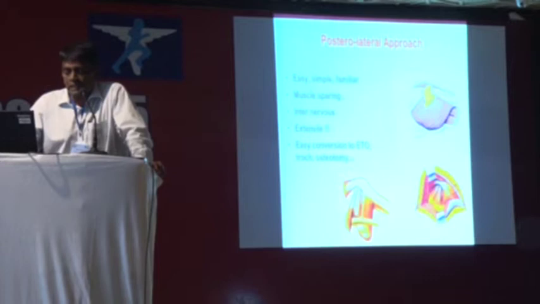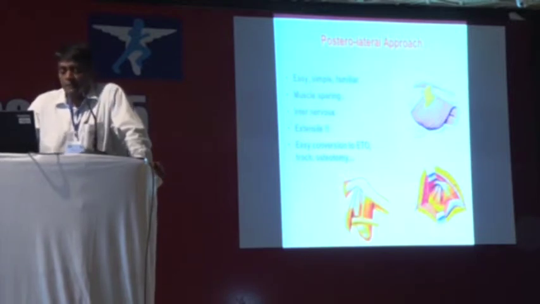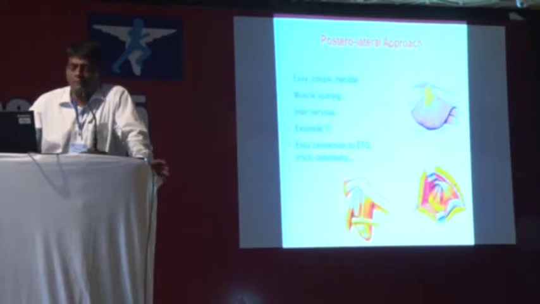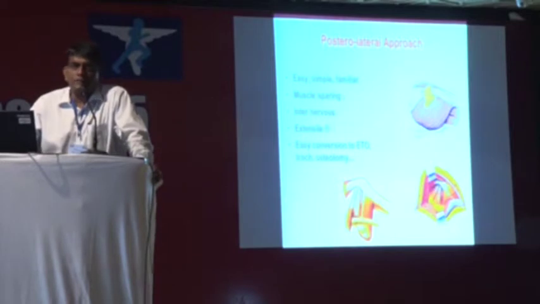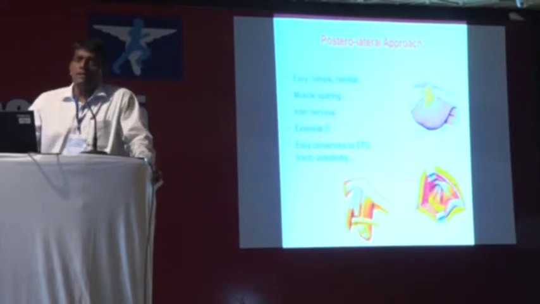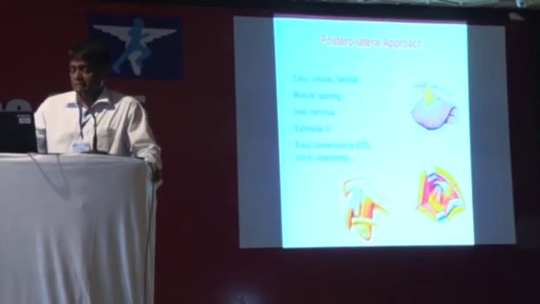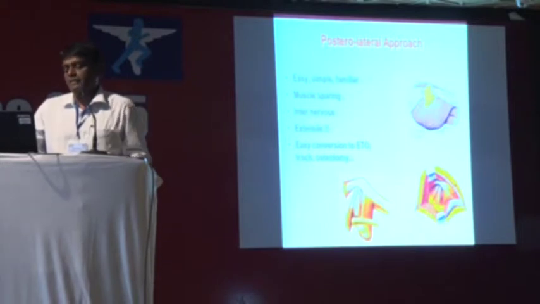Then we come to the posterolateral approach. This is what I use most of the time. It's easy, familiar, and simple. It's muscle sparing. If you want high performance, it's very conducive for that. It's internervous. It's extensile. That's what I like because many of our hips are complex primaries. We do a lot of things. And even if you want to do a revision, convert to ETO, convert to a Gans osteotomy or trochanteric osteotomy, it's very conducive.